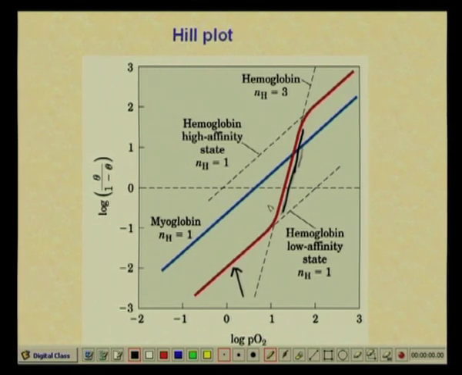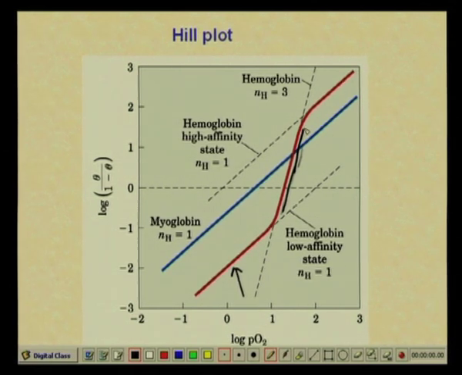Why? Because you have the cooperativity. Because as soon as one of them binds, it is going to help bind the other ones, right? And then you come to this level where, when you have reached the high affinity state, there is nothing more that can be bound to it. Okay, it has reached the high saturation level.